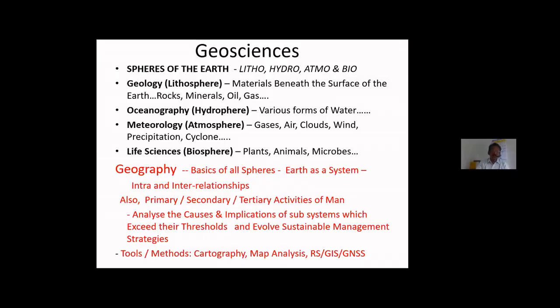gas. The second group of scientists of the earth sciences include the oceanographers, who study the hydrosphere in various forms, that is the solid form, liquid form, and the gaseous form. The third group of scientists of geosciences include those studying the atmospheric elements like gases, air, clouds, and precipitation, and so on. And the fourth group is the biospheric science, that is the life science of studying plants, animals, and so on.